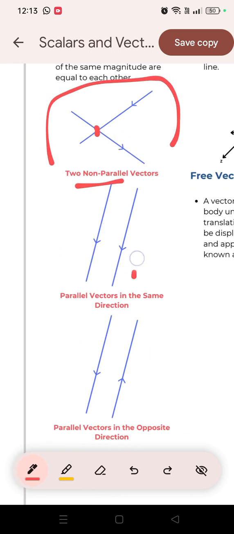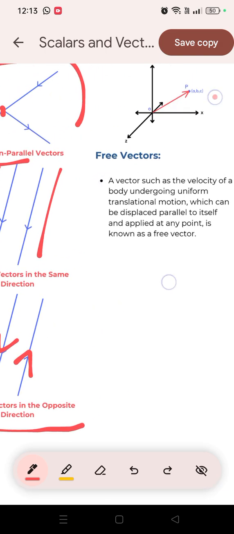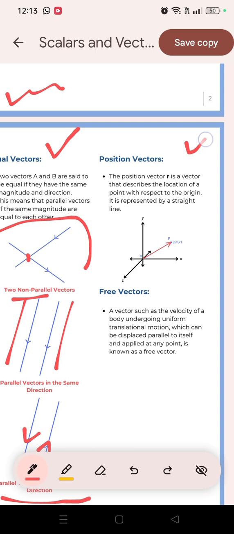Here they are not intersecting each other, this means they are parallel vectors, and these are called parallel vectors but in opposite direction. You can see the arrow is in the opposite direction. And we have the last two, position vector, where R is a vector which describes location. When we tell about the location, that's called a position vector.